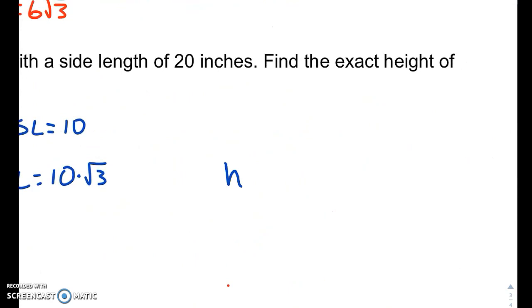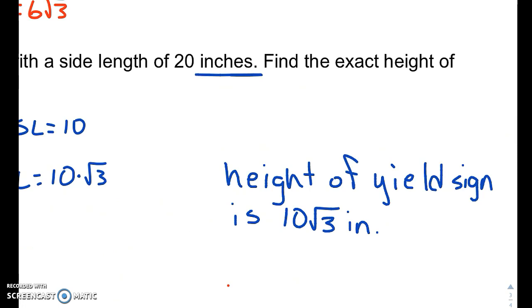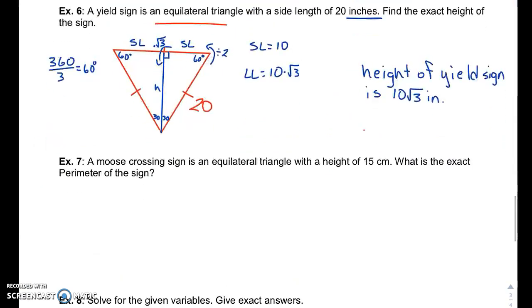So, height of yield sign is 10 radical 3 inches. Make sure you do inches because the original units were inches. Okay. Alright, you guys try the moose crossing sign, which is also an equilateral triangle. And this time it gives you the height. So see if you can go opposite.